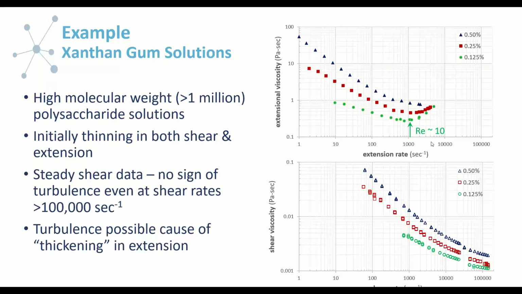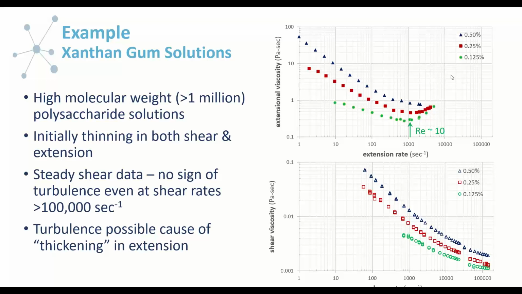However, it's always important to take a look, do the analysis and say, okay, is this a real thickening under extension, or am I seeing some sort of artifact potentially due to the turbulence or secondary flows? And based on the Reynolds number that we calculate here, I'm highly suspicious that what we are seeing here is this apparent thickening due to the turbulence or secondary flows.